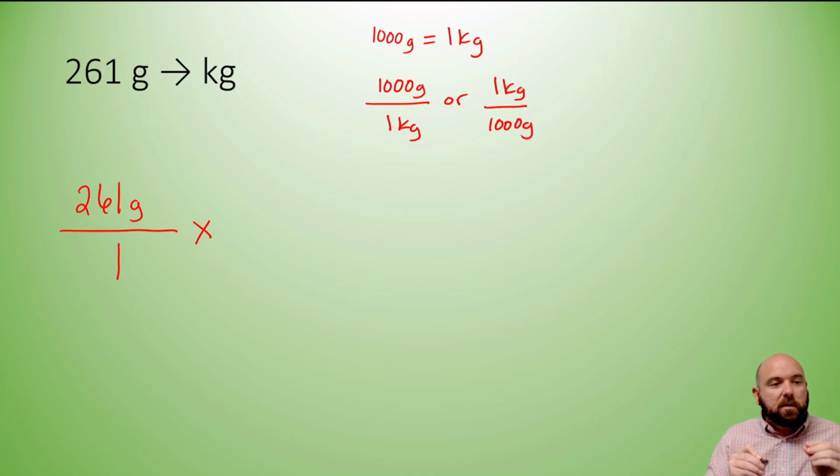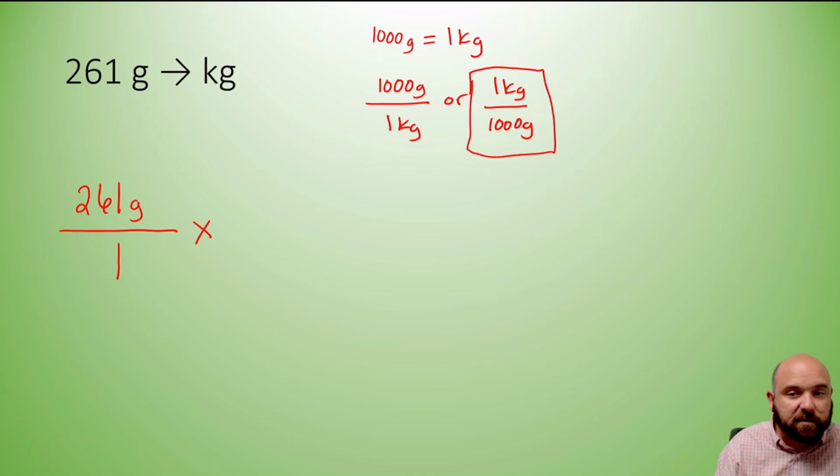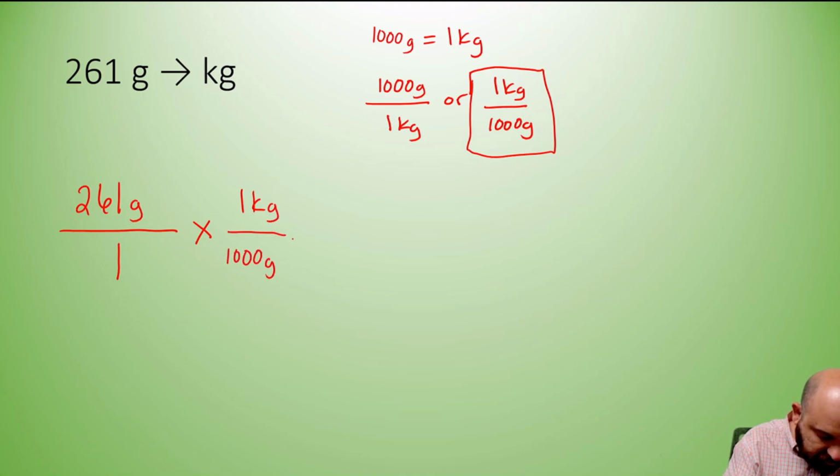And we want to pick the conversion factor that will allow us to cancel the unit we no longer want and arrive at the unit we do want. So we see 261 grams over 1 with grams in the numerator. If we can multiply that with something that has grams in the denominator, we can cancel that grams unit and see what units we're left over with. So we're going to pick this unit conversion factor right there and do 261 grams times 1 kilogram is 1,000 grams.